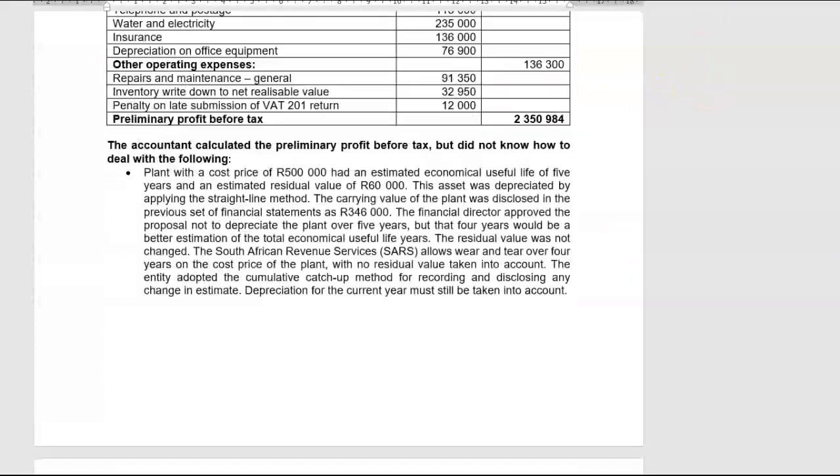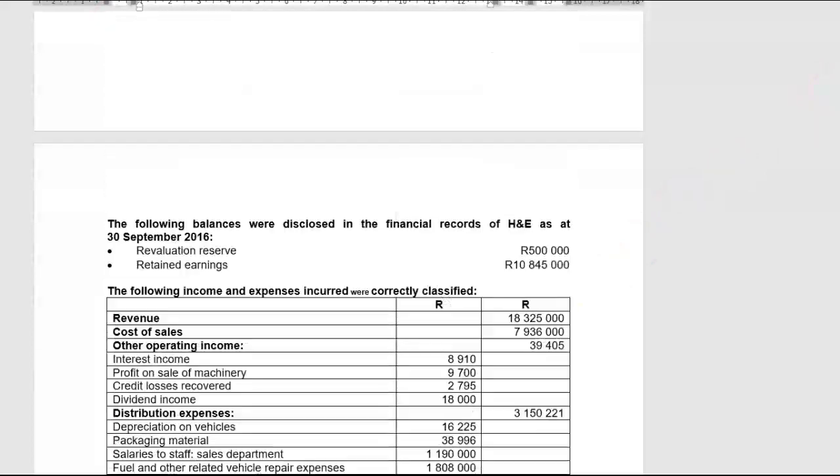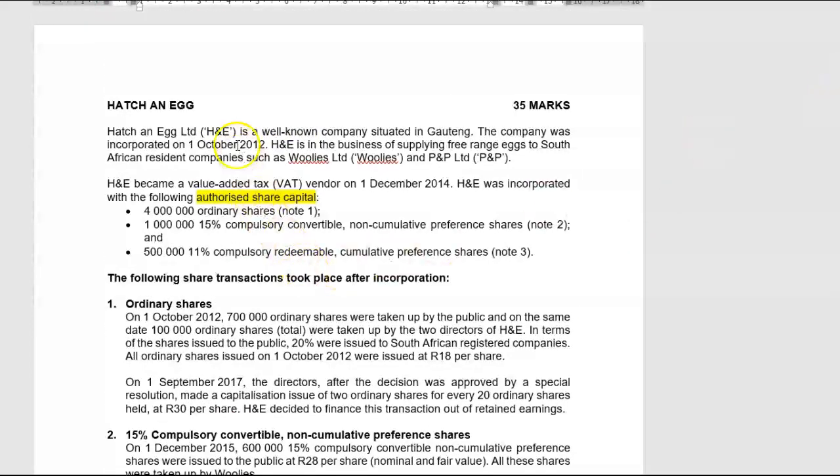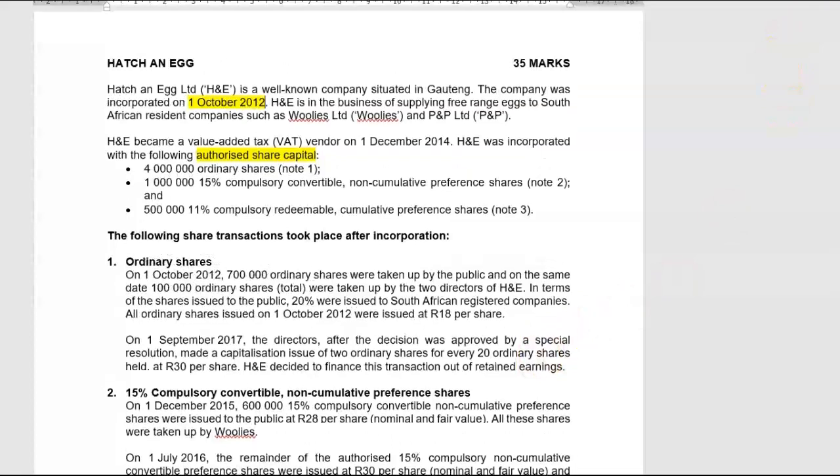Now, let's just quickly find out what they want from us. Prepare the statement of changes in equity for HatchnEgg for the year ended 30 September 2017. The total column, comparative figures, accounting policies, and notes to the financial statements are not required. So if they're going to give us all the share transactions since 1 October 2012, make sure that you group together those that happened in previous financial years separate from those that happened in the current year.